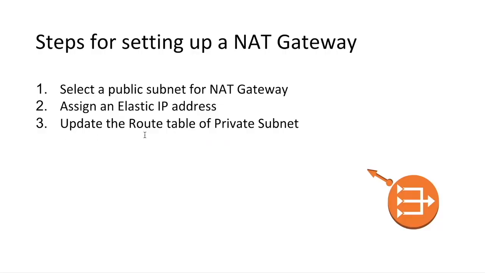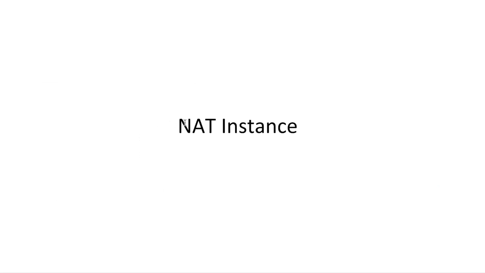So what are the three things that we need to set up a NAT gateway? First, you have to have a public subnet. Now this is really important, guys. You have to have a public subnet for your NAT gateway, so it has internet connectivity, and you have to assign an elastic IP. So this is a must. You have to assign an elastic IP, and then you have to update the route table of the private subnet. We'll do a quick demo in a bit, but before that, let's look at NAT instance as well.